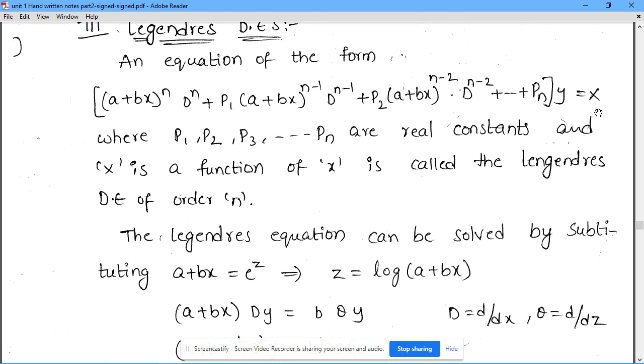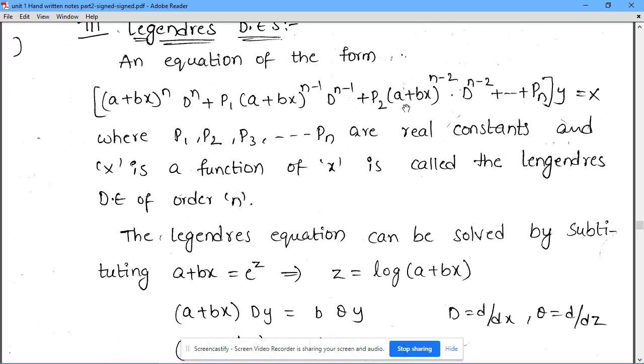So it is the same as the Cauchy-Euler equation. The Cauchy-Euler equation is x^n d^n y + p1 x^(n-1) d^(n-1) y + p2 x^(n-2) d^(n-2) y + and so on plus pn y equal to capital X. So in Cauchy's we will have small x. Here we will have the linear expression a plus bx. So the only change is that small x in the Cauchy-Euler equation is replaced with the linear expression a plus bx, so that it is known as Legendre's differential equation.